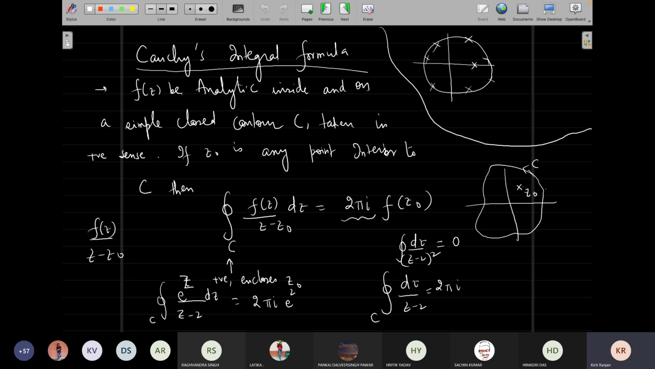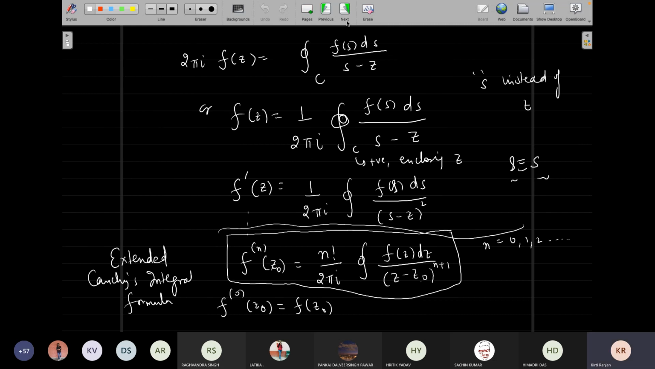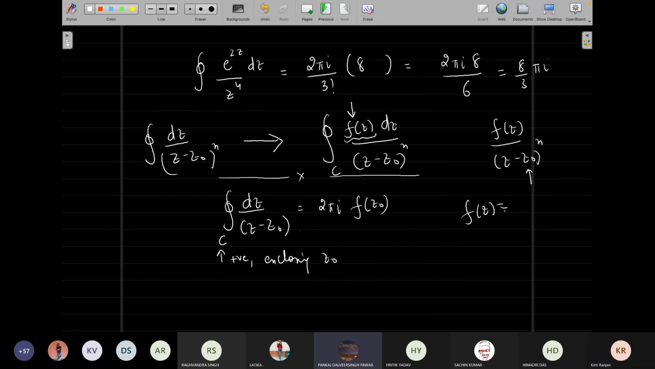The integral of f(z) over z minus z naught dz is equal to 2 pi i times f of z naught. What is f(z) in the problem which I am giving you now? 1. So what is f(z naught)? It doesn't matter where you are finding that. It is 1. So the result will be 2 pi i directly, and you have got the result.